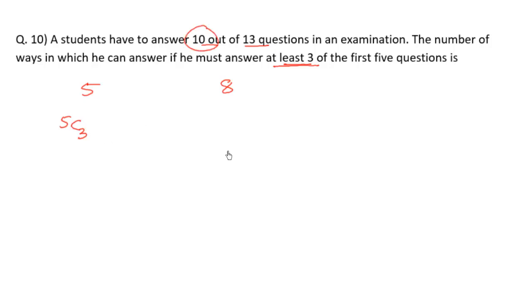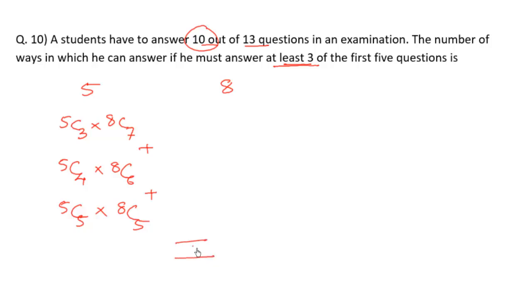Since he has to answer 10 questions, then 7 questions must be selected from the other 8 questions. So obviously it can be done in 8C7 ways, and together that can be done in this way. Next case is that he is selecting 4 questions from the first 5. Then it can be done in 5C4, and the rest of the questions will be from the next 8 questions. And if he selects all the 5 questions from the first 5, then he has to select 5 questions from the rest of the 8 questions. So we have to add these 3 numbers. On addition, we'll be getting it as 276, and that becomes the right answer.